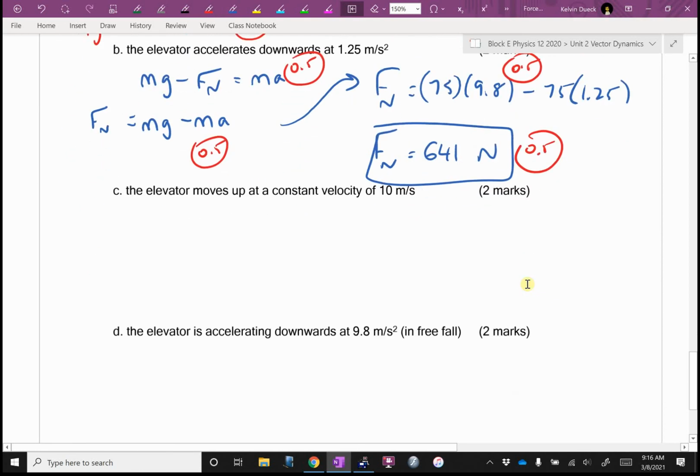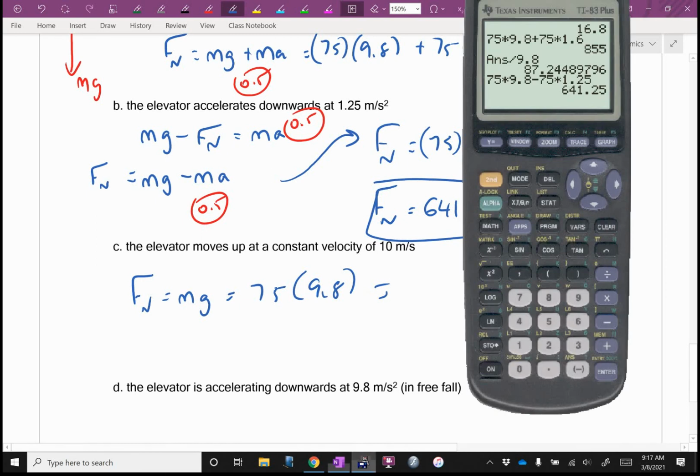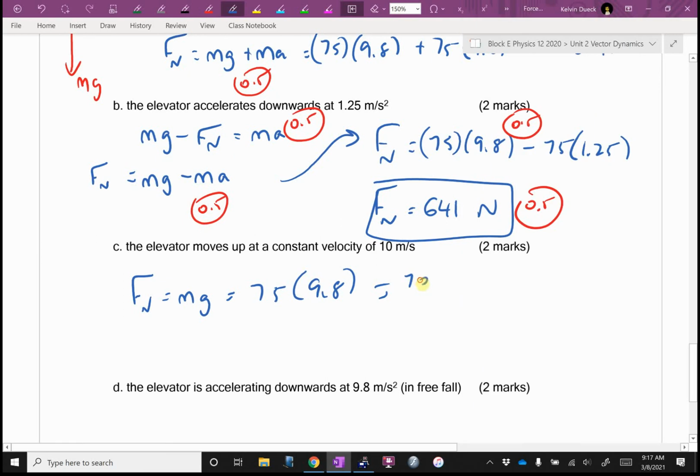Constant velocity. What's my acceleration if we're moving at a constant velocity? What's my net force? Same answer. So the forces are balanced. So I can just say, you know what? The normal force has to equal mg. It's going to be 75 times 9.8. 735.